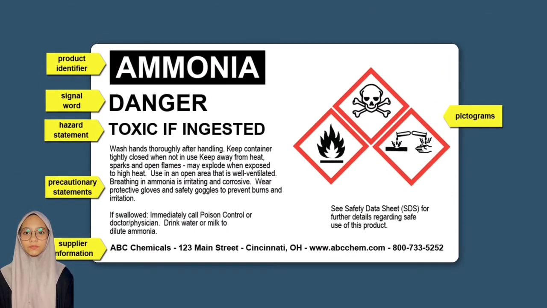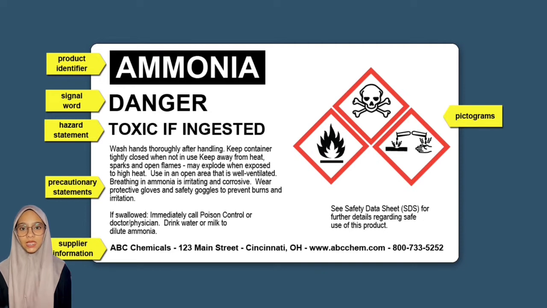Here is an example of a GHS label that contains all the information that I mentioned before. Here we can see the product identifier used on the label should match the product identifier used in the SDS. The signal words used in the regulation are danger and warning. Danger is used for more severe hazard categories, while warning is used for the less severe. Only one signal word should appear on the label.